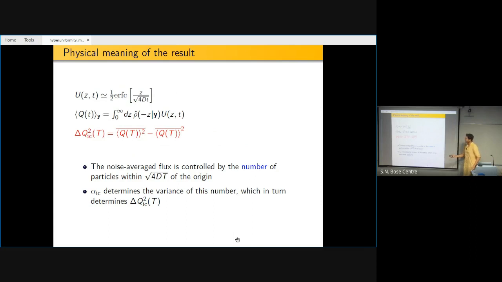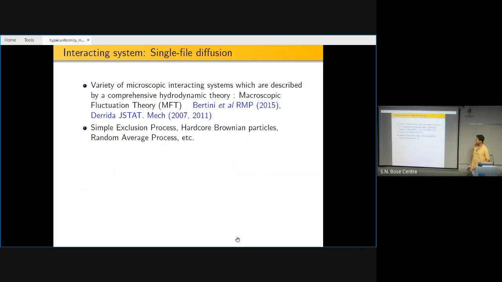Now, having this insight with us, we'll move to the interacting problem. To study this interacting problem, we're going to use macroscopic fluctuation theory. This is a hydrodynamic theory which encompasses a lot of microscopic interacting processes. Some examples are the simple exclusion process, where particles live on a lattice. They can hop to their neighboring site if the site is empty. If there is another particle sitting there, that hopping move is not allowed. Then you can have particles in a continuum, but they cannot cross each other.